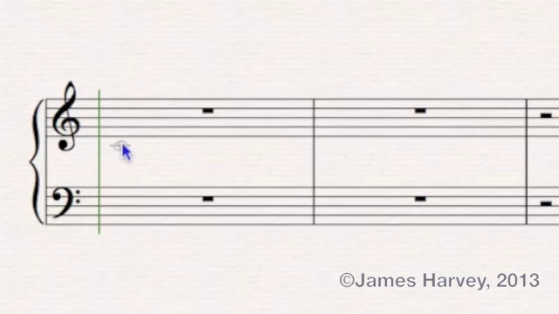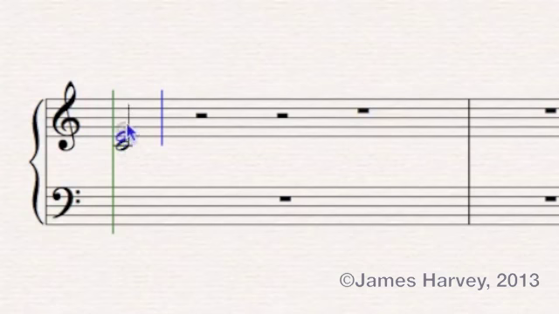So for example, here's a C major triad, C, E, G. If I slap a B on top of that chord, this now becomes a seventh chord. There's a C major triad plus the interval of a major seventh between C and B.